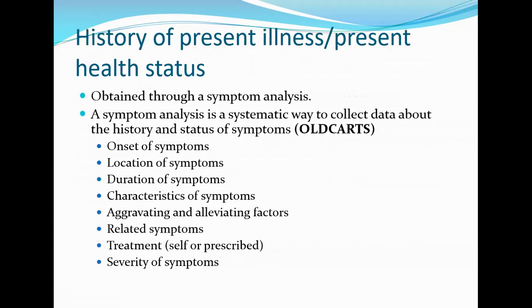After you record the chief complaints, then you go to the next component, which is the history of present illness, or we also call it the present health status. So now you want to focus on this illness which the patient has at this particular time. You want to collect information on that. And how you do this is by conducting a symptom analysis. The symptom analysis is a systematic way to collect data about the history and status of symptoms.